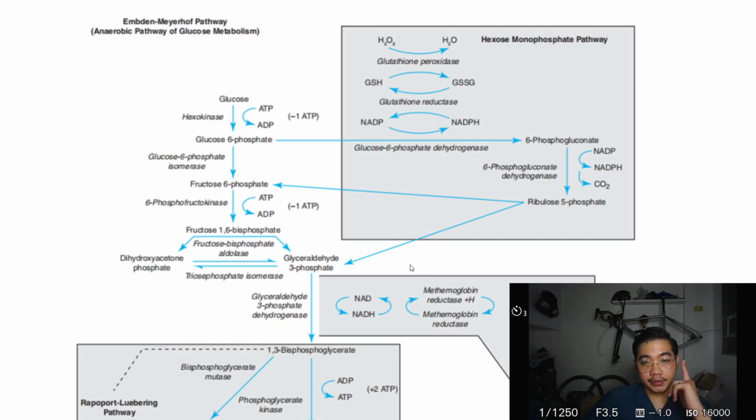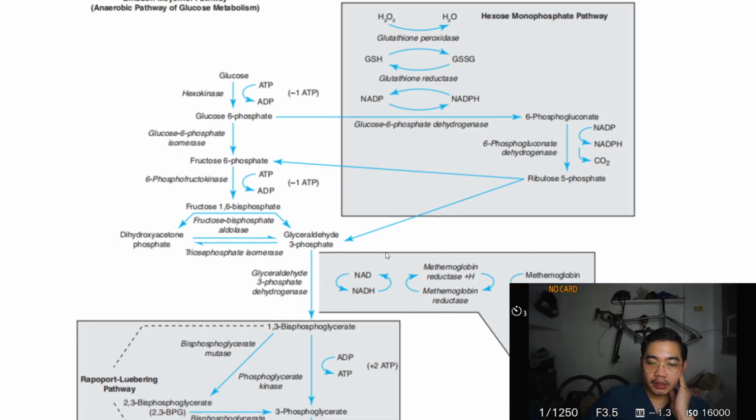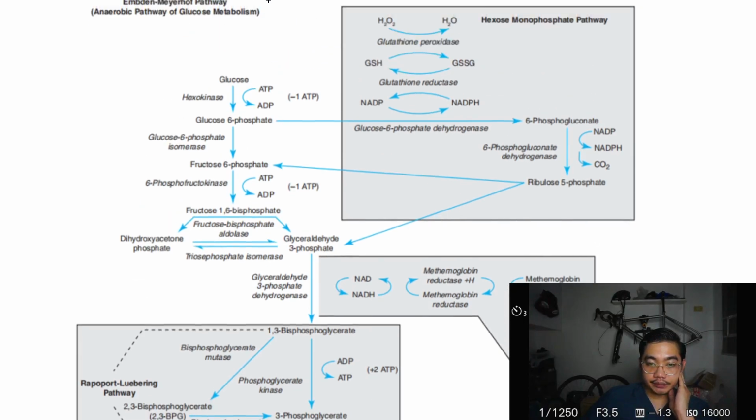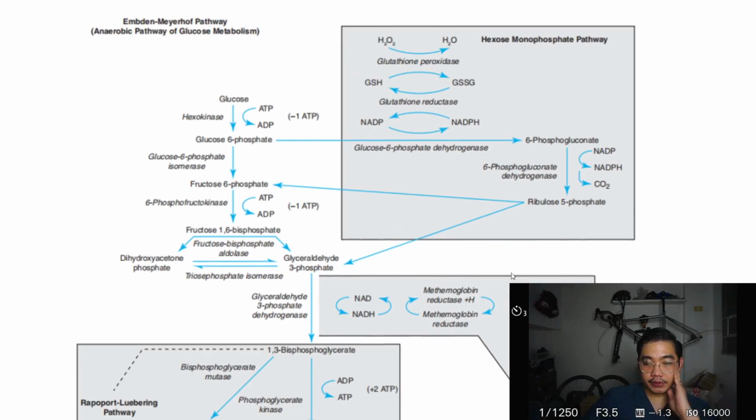I can no longer draw while in Zoom. So, this is your Embden-Meyerhof pathway. It starts with the hexokinase. Don't worry guys, I will not make you memorize the exact flowchart because, like I said, we are now in hematology, and we will focus on the clinical aspects and how that affects the function of your red blood cell or your blood cells in general.